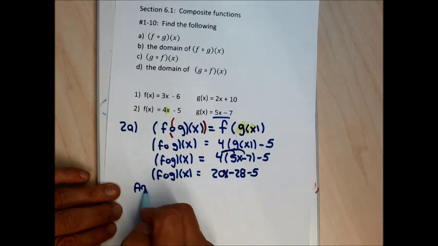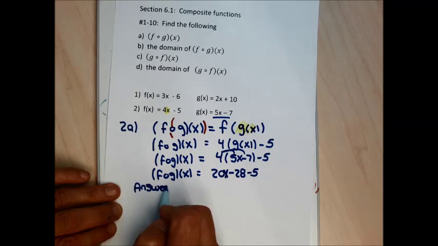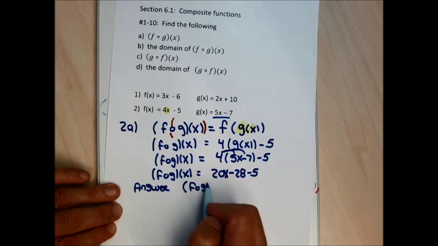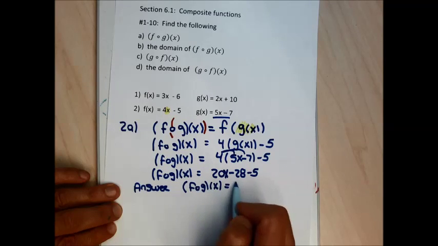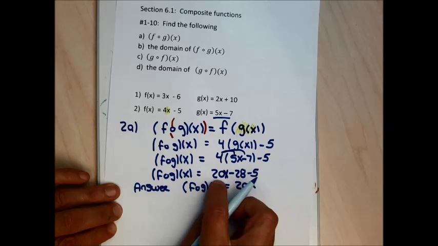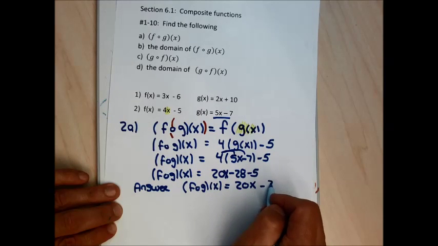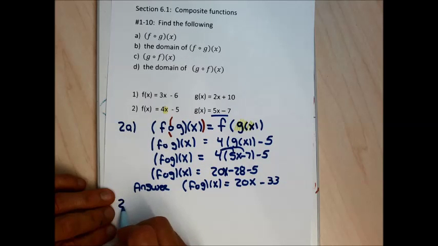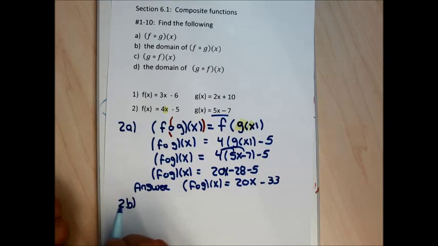My answer to part 2a is f composed with g of x is going to be 20x, which is the first term, and the last 2 terms combine to be minus 33. Done with part A, on to part B, where there's not a lot of work to do.